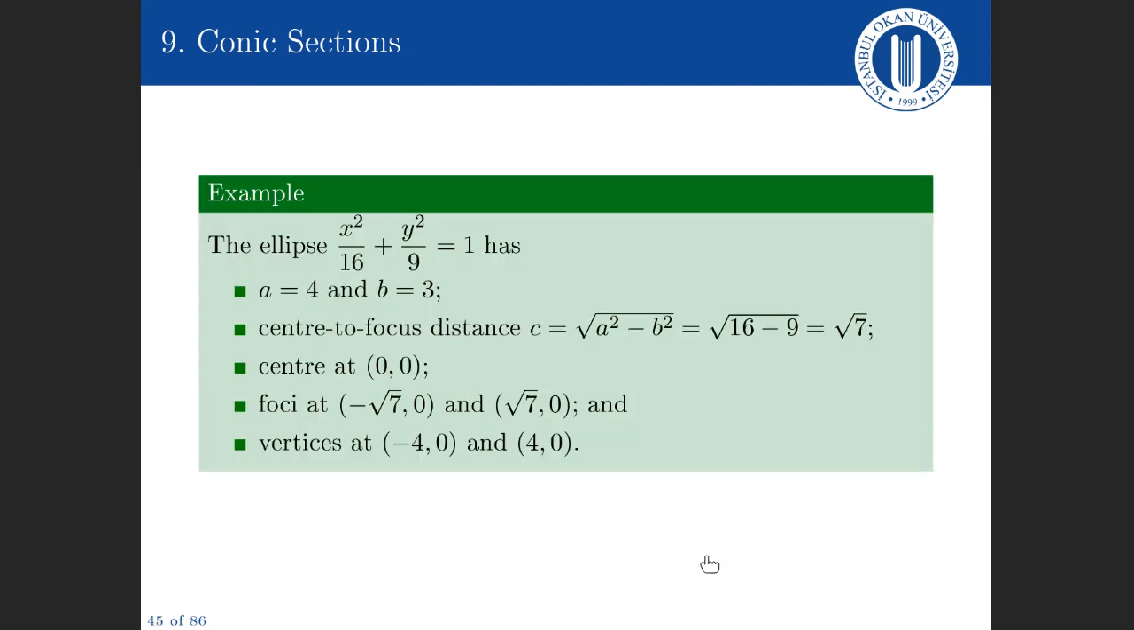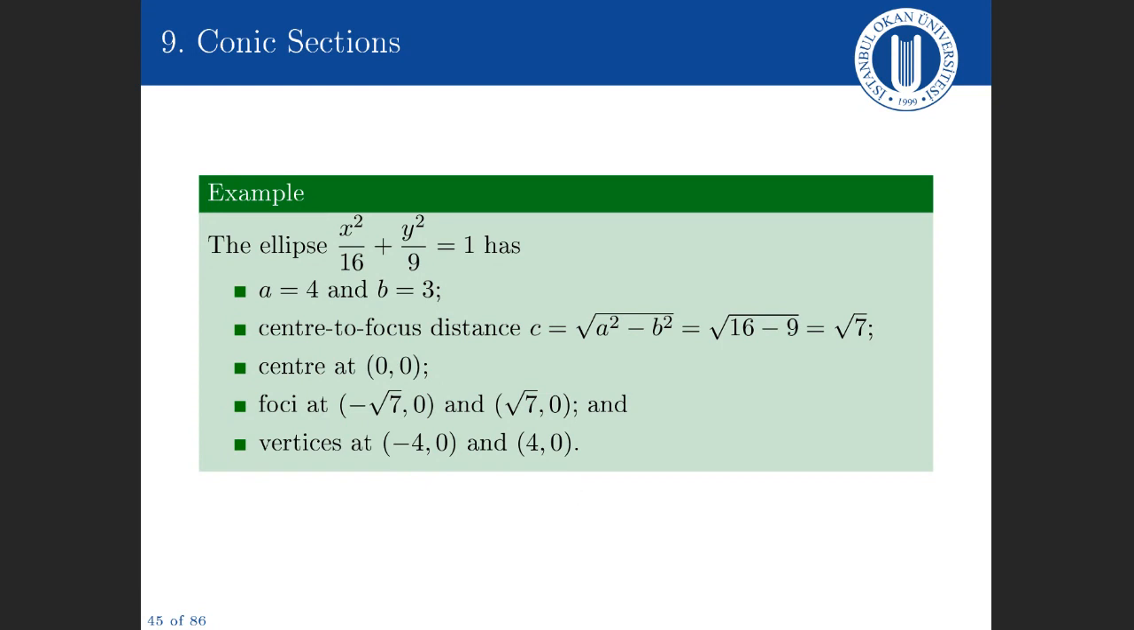Two examples. For the first one, x squared over 16 plus y squared over 9 equal to 1. The bigger number is 16. Take the square root of that. We get a equal to 4. Square root of the smaller number gives b equal to 3. The center to focus distance is the square root of 16 minus 9, or square root of 7. The center is at 0, 0. It's always at 0, 0. The foci are minus c, 0 and c, 0. So that's minus root 7, 0 and root 7, 0. And the vertices are at minus a, 0 and a, 0. So minus 4, 0 and 4, 0.